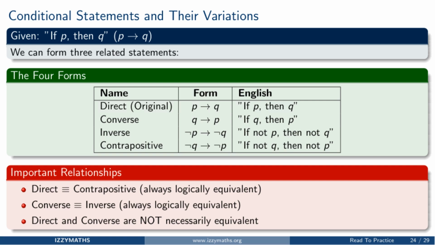Important relationships to remember. The direct statement is always logically equivalent to its contrapositive. The converse is always logically equivalent to the inverse. However, the direct and converse are not necessarily equivalent. This distinction is crucial for mathematical proofs.